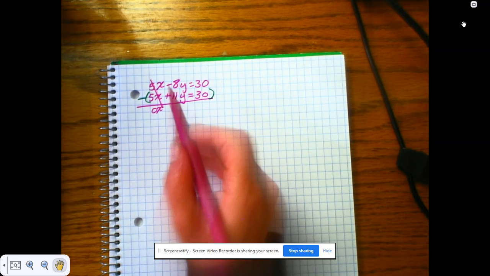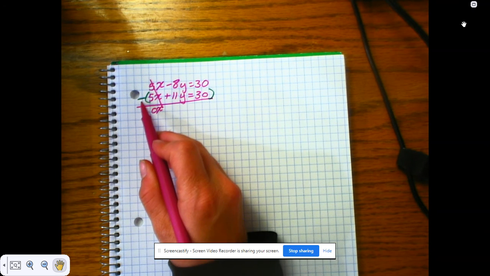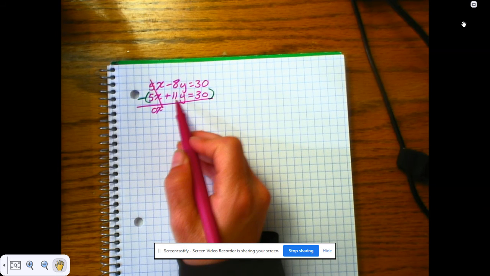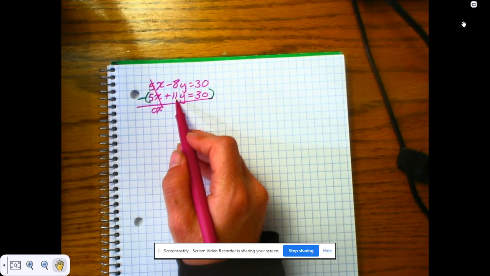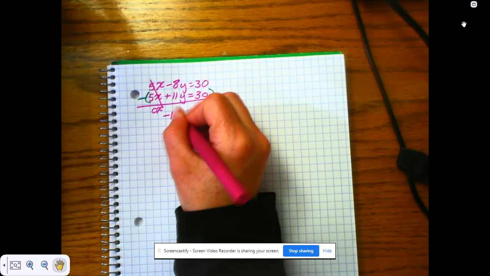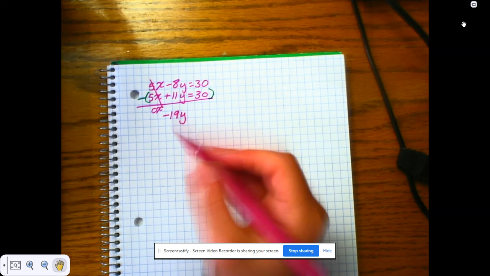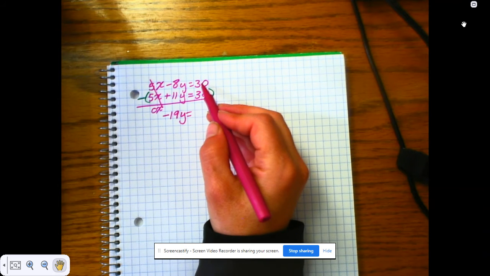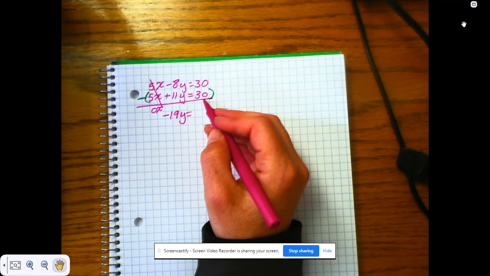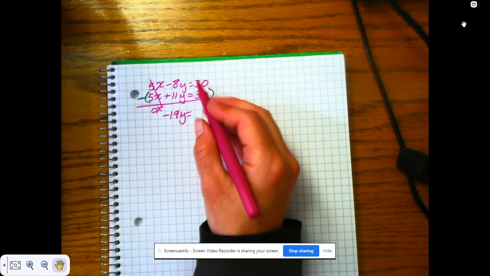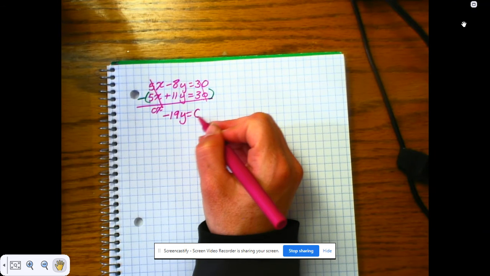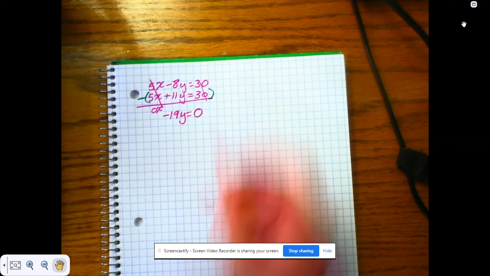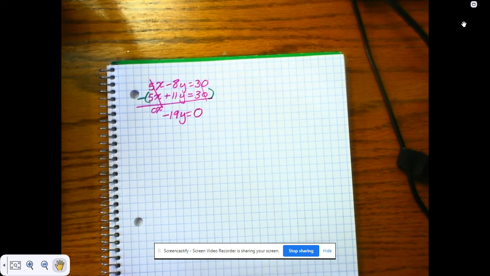Then I have -8y minus a +11y. So a -8 minus an 11. So -8 minus 11 is -19y. And then I have on this side 30 minus 30. 30 minus 30 is 0. And so yeah, that canceled, but I do need something on this side of my equation. So I'm going to fill that in with a 0, because 30 minus 30 is 0.